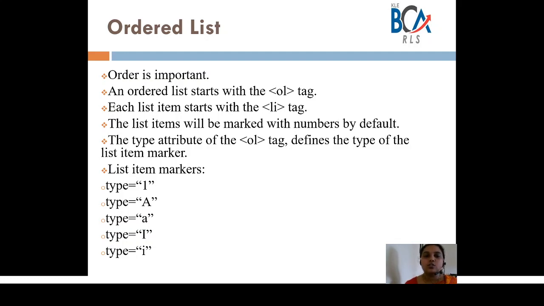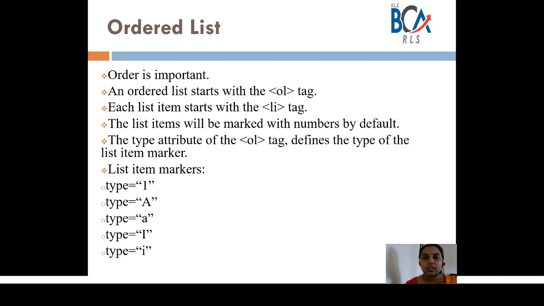An ordered list is created with the block tag OL. The items are specified and displayed just as those in an unordered list, except that the items in an ordered list are going to be preceded by sequential values instead of bullets. The type attribute of the OL tag will define the type of the list item marker.